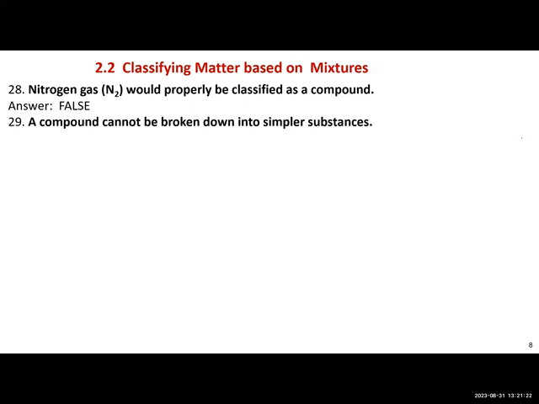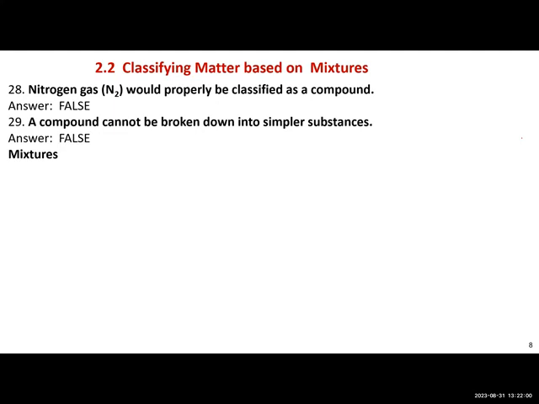Now, looking into compounds that cannot be broken down into simpler substances. A compound cannot be broken down into simpler substances. Compounds can be broken down, for example, water is a compound. Sodium chloride is a compound. They always could be broken down chemically, not physically, into hydrogen and oxygen, or sodium and chlorine. Therefore, this is a false statement.